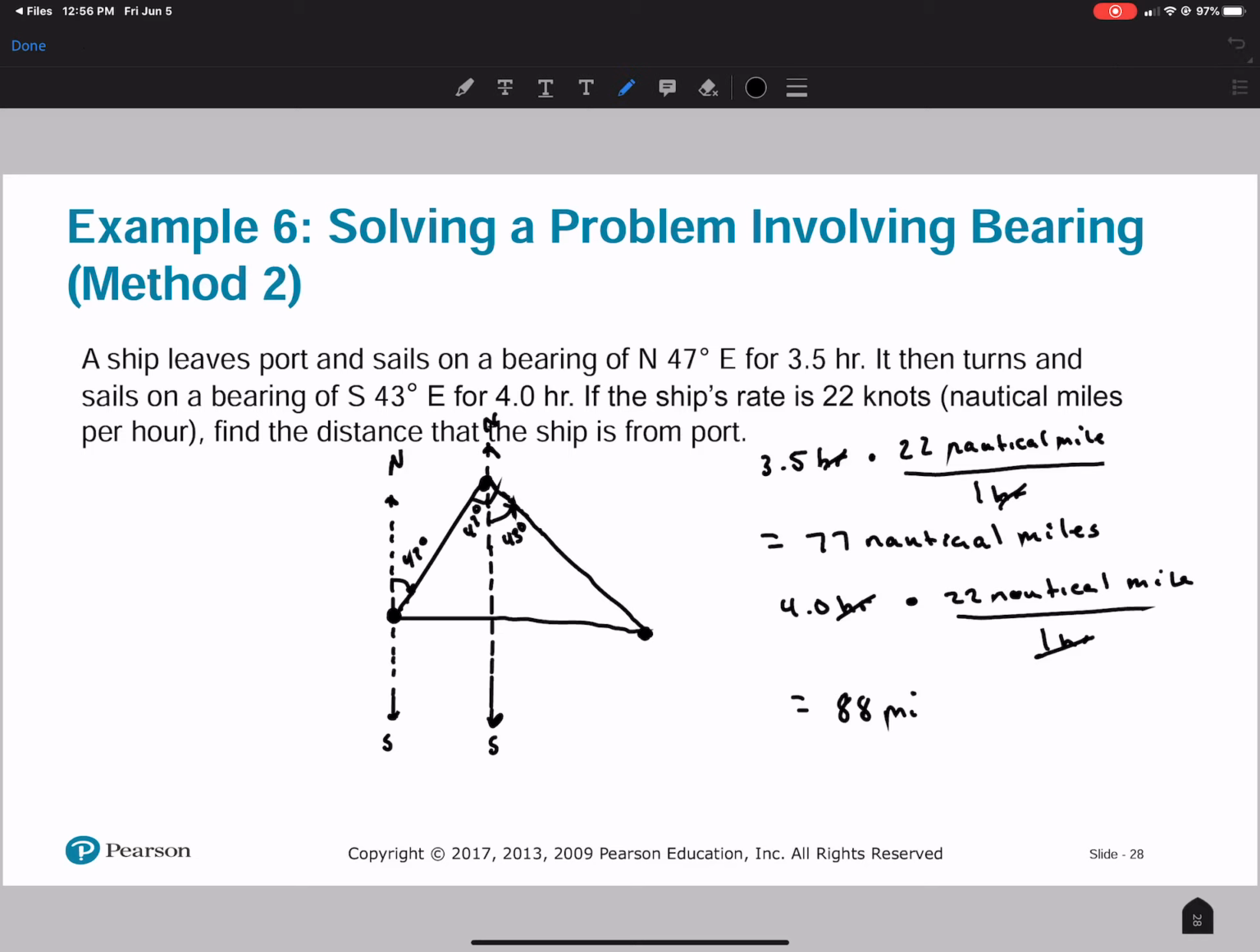So what I'm going to do is just go ahead and label this. So my first one was what? 77. And I'm going to just put miles. And then the other one was 88. Now, these are nautical miles. I just put miles just because that's nautical miles.